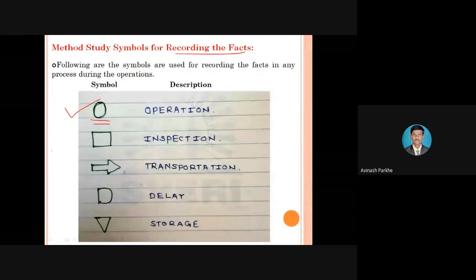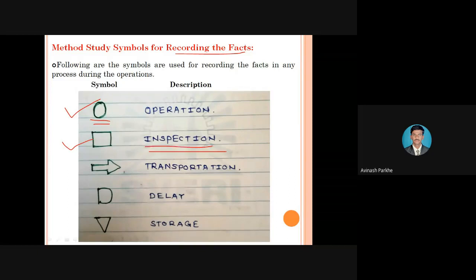Then second, inspection. Inspection means we have to check that particular product. For example, if I have performed the turning operation, and after turning I have to measure the diameter, then for that purpose I have to take a vernier, and by using that vernier, I have to check the diameter of that product. It means we have to go for the inspection.